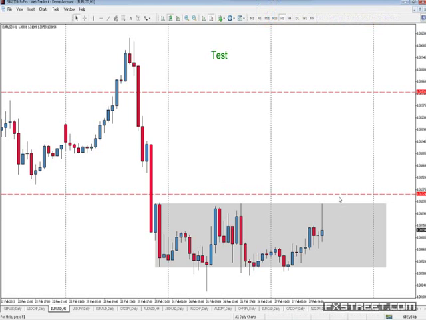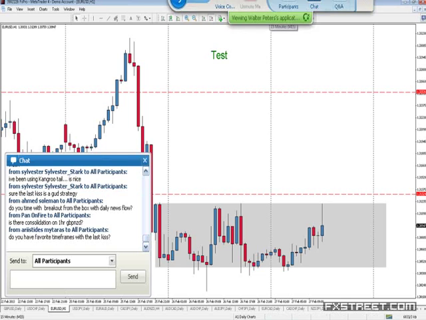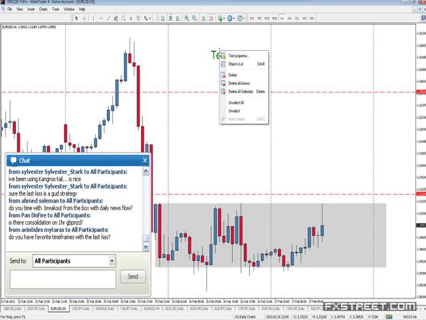I love the 4 hour and the daily. Aristides, for the last kiss, I love 4 hour and daily. They're my favorite. Consolidation on. Do you time the breakout from the box with daily news? No, Ahmed, I don't, but I can see where that would make sense. And that might be a way that you would make this your own. If this is a system that you like, you could add that to it.